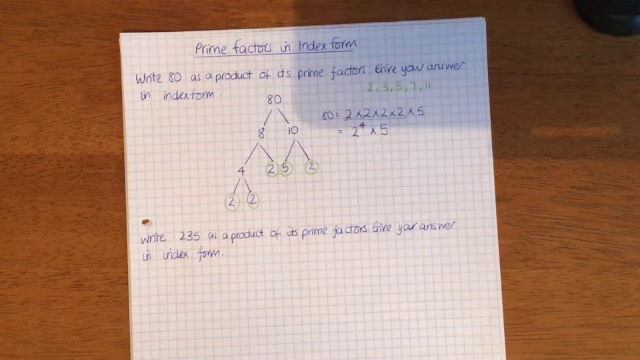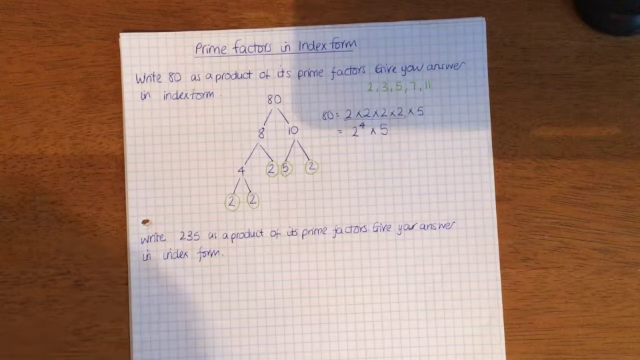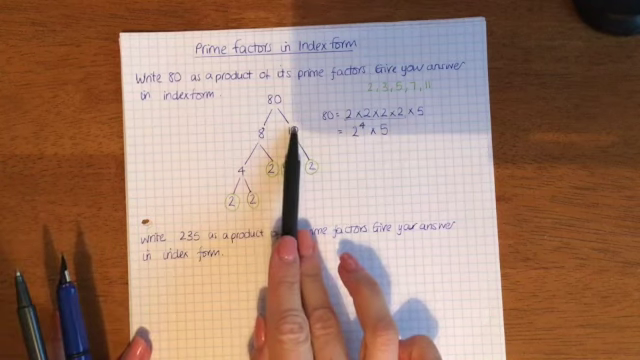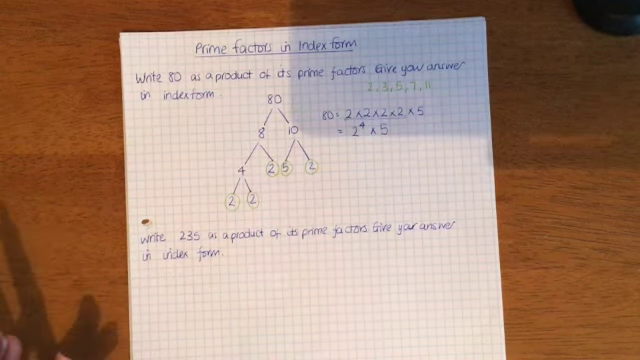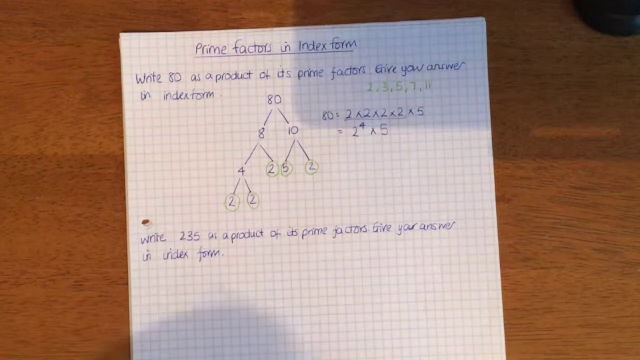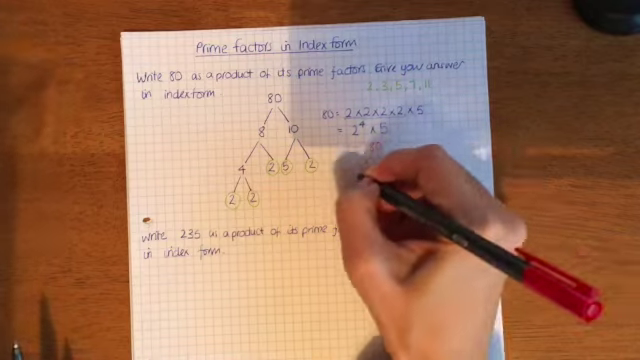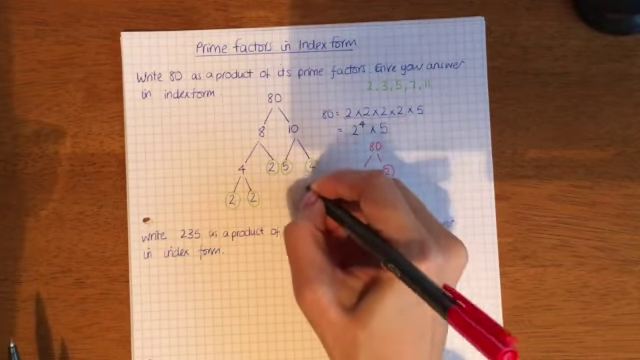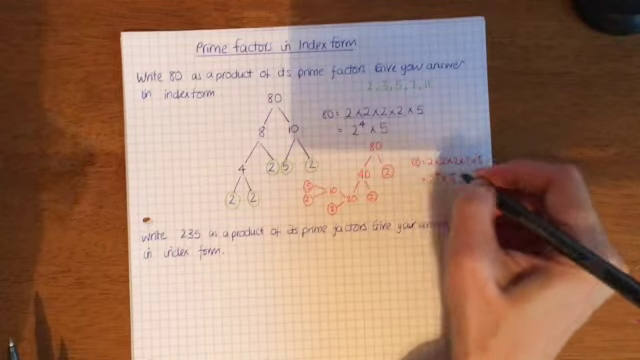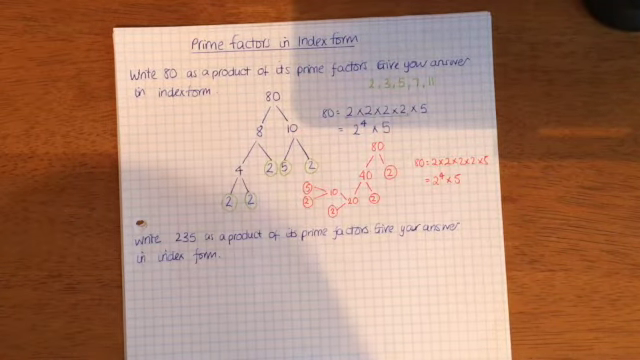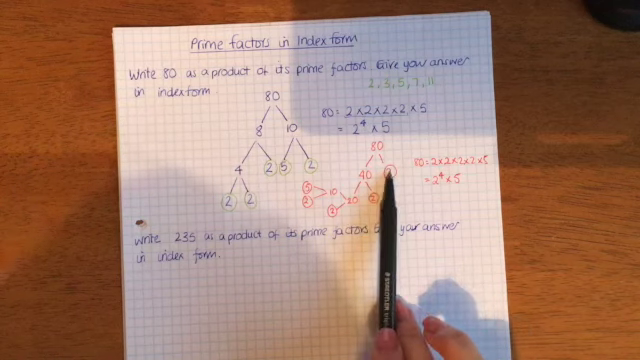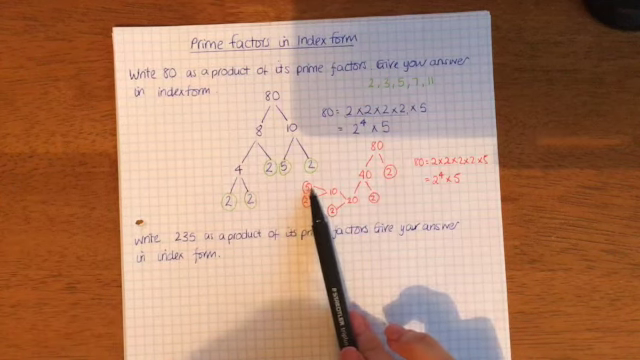A common question I get asked is, what happens if I didn't choose 8 and 10? Well, I'm going to very quickly show you what would happen. It's not going to make a difference what pair of numbers you pick up here. It will give us the same answer. So I'm going to go through this one quickly so you can see that it's not going to make a difference and we will still end up with 2 to the power of 4 times 5. So as you can see, it hasn't made a difference that I chose 40 and 2. Okay, so it still gave me the four 2s and one 5.